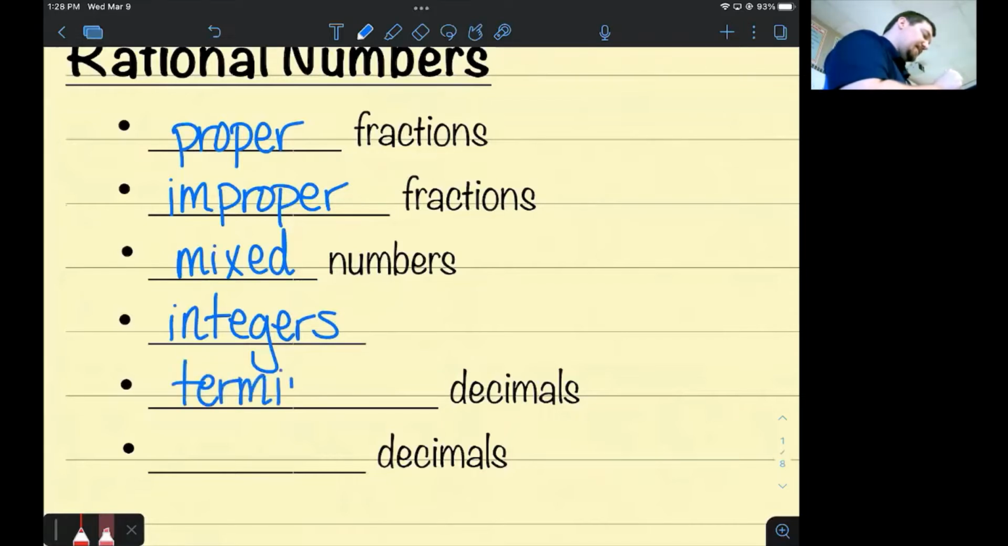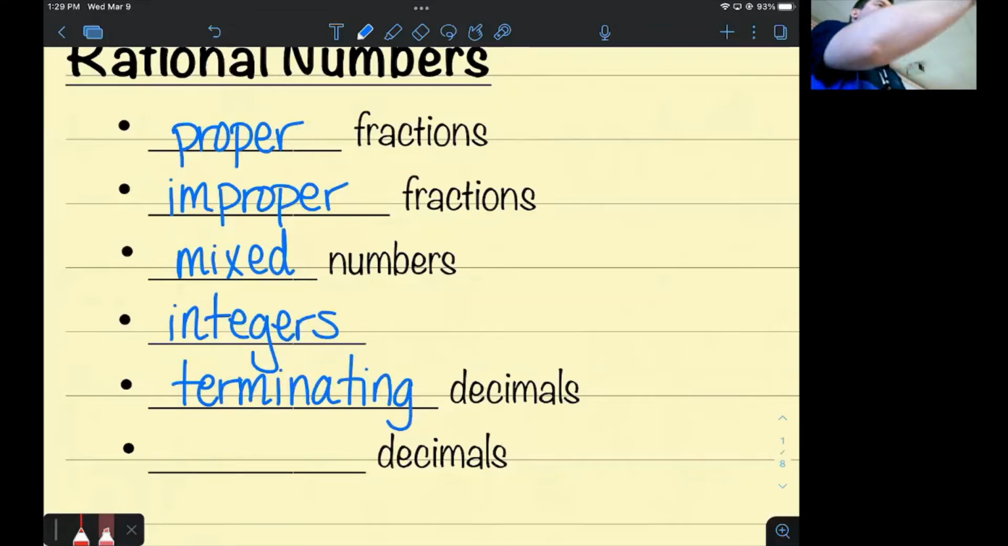Terminating decimals. Those are decimals that stop. They can be turned into a fraction, like 0.5 can be turned into 1/2 or 5/10, which is 1/2. Okay, 0.77 is 77 hundredths. 0.125 is 125 thousandths. If it stops, you can put it over a place value.